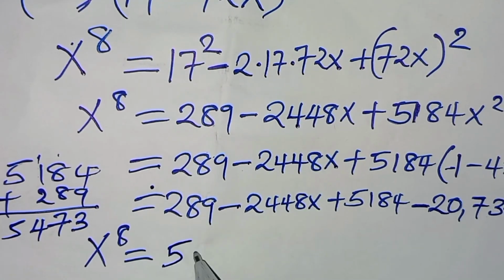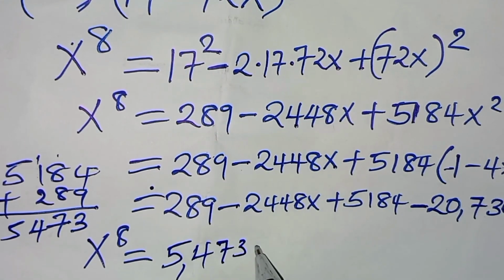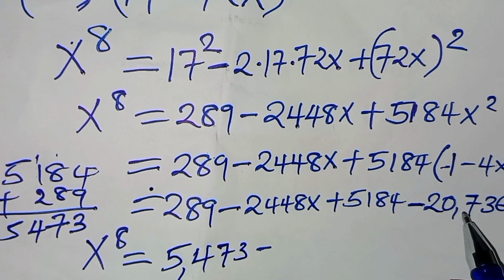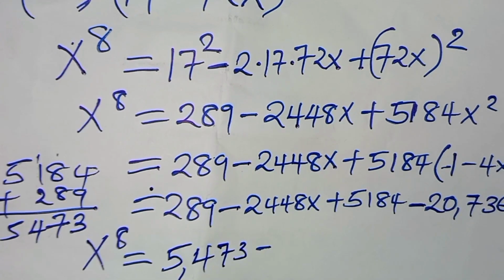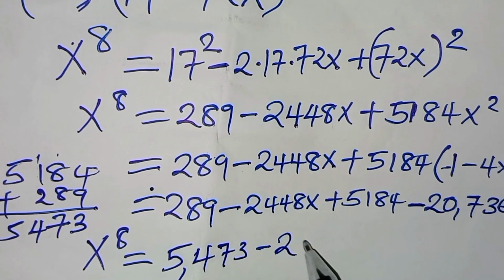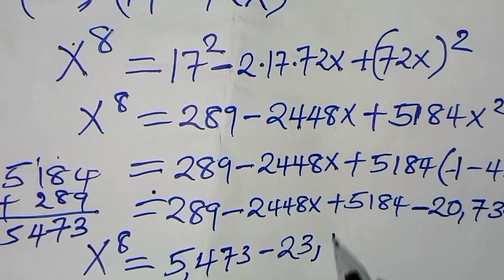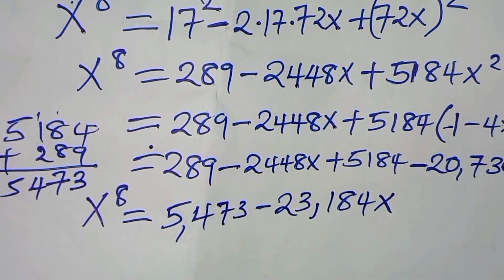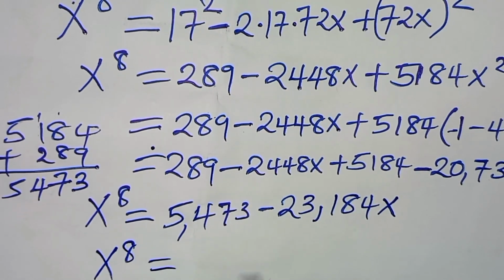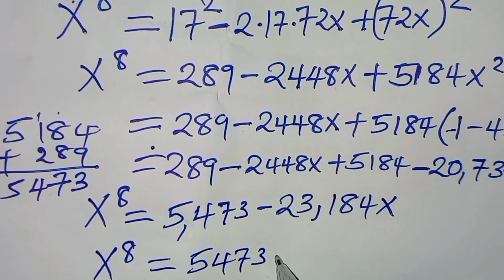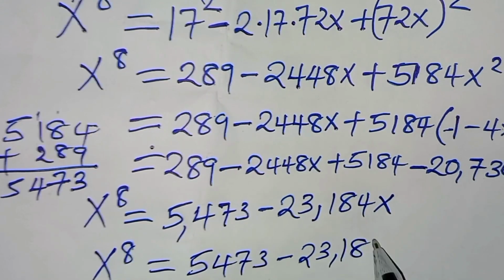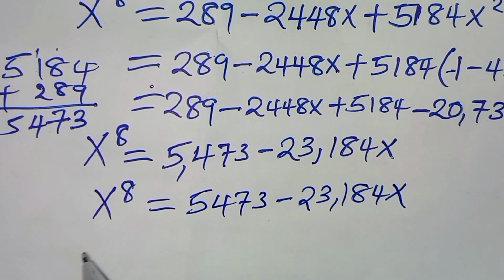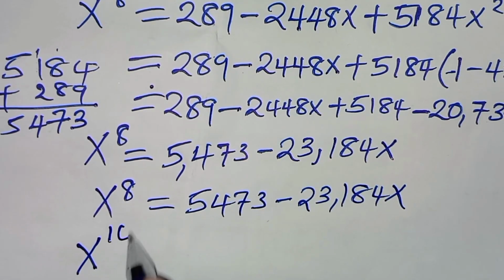So here you have 5473, subtract 2448x, subtract 20,736x, and this is supposed to give us a value of 23,184x. Now this is x to the power 8. X to the power 8 is equal to 5473 subtract 23,184x.